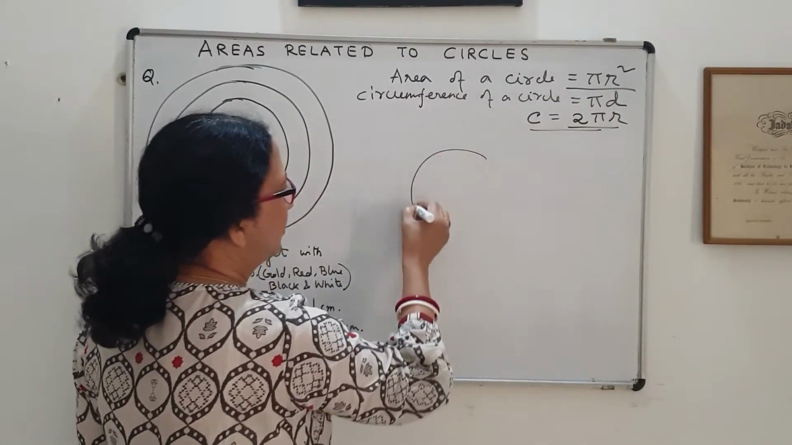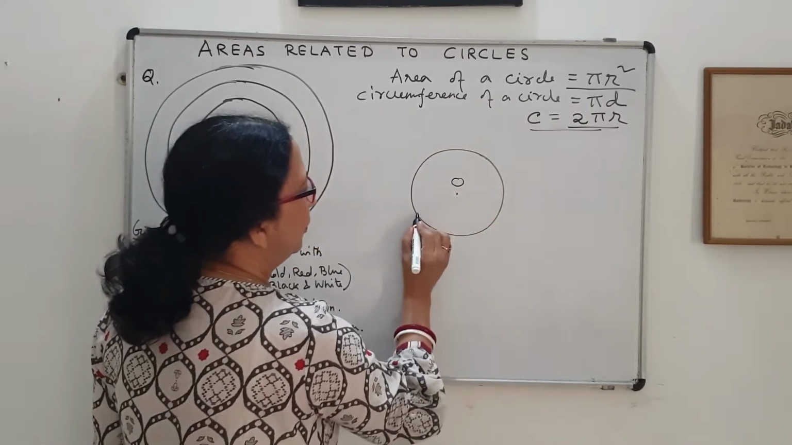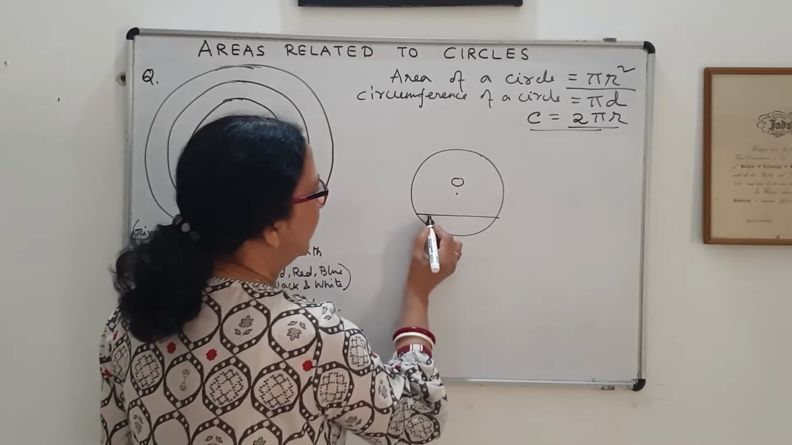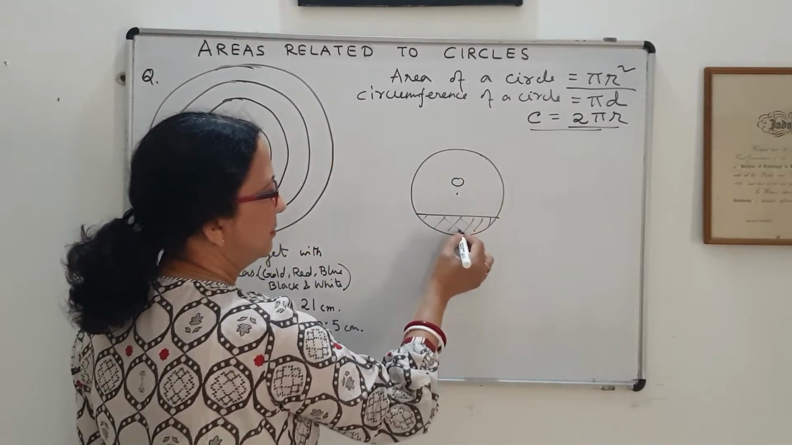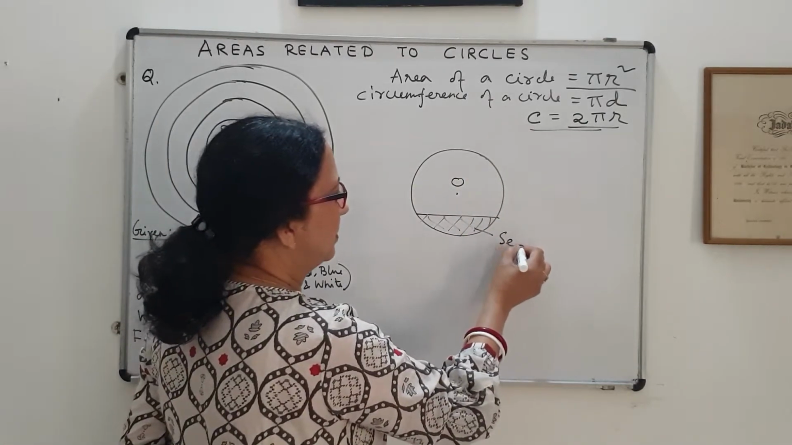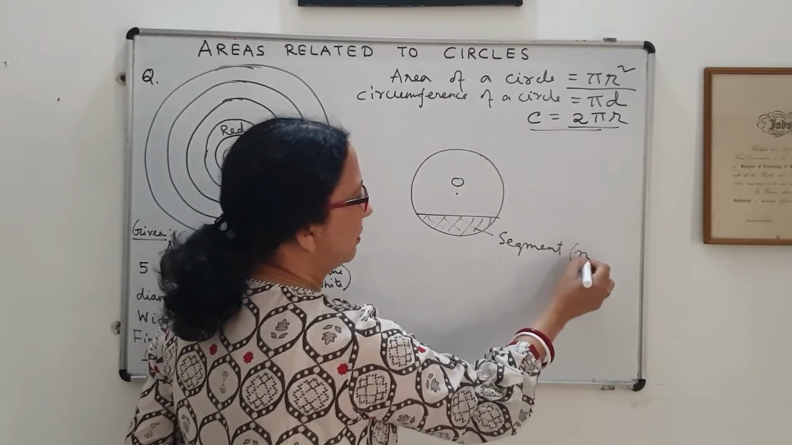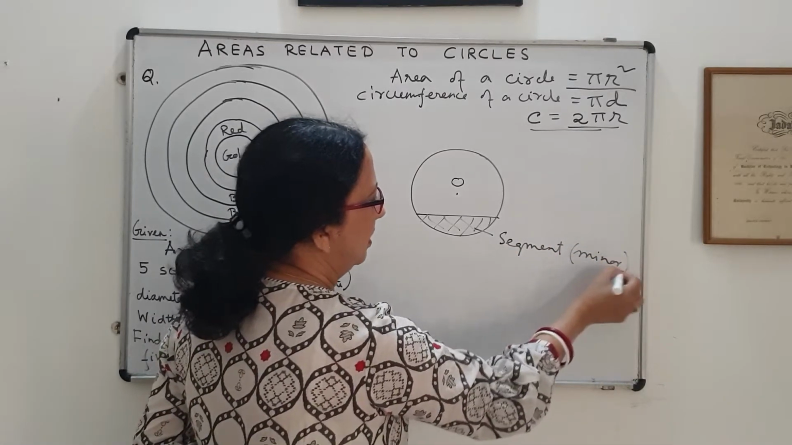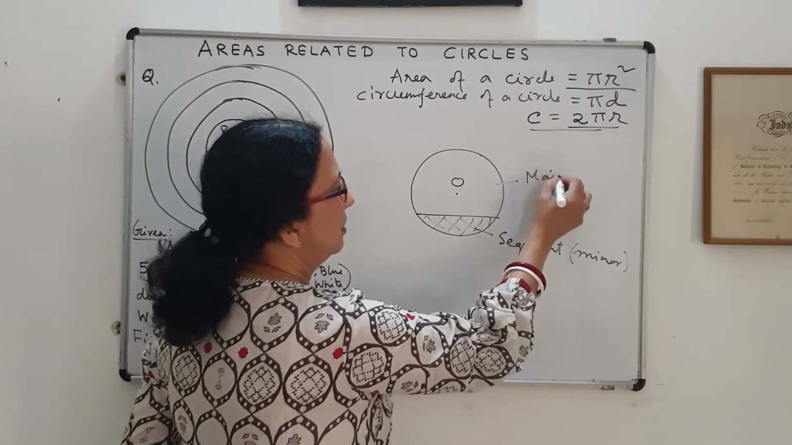But if you see, this is the center, so if you draw any chord, then this circle is divided into two parts. This is the smaller part, and this part. So these parts are known as segments, and this is known as the minor segment, as it is small, as you see area is less than this, and the rest will be the major segment.